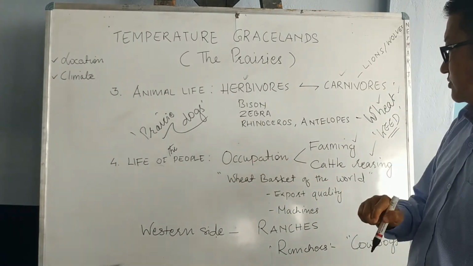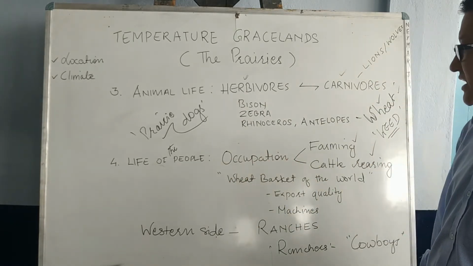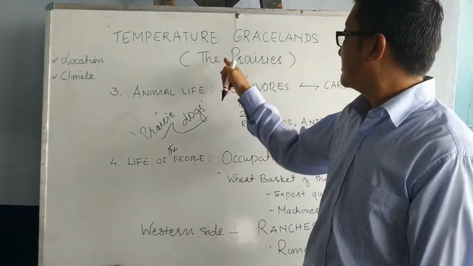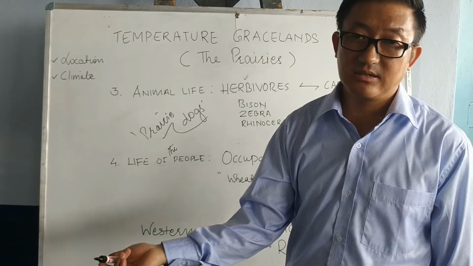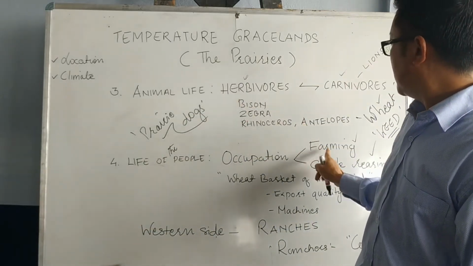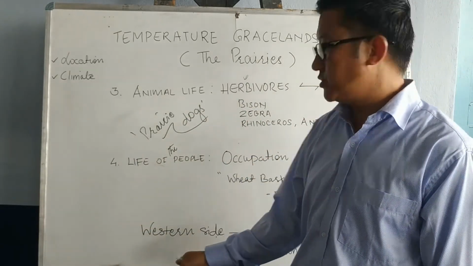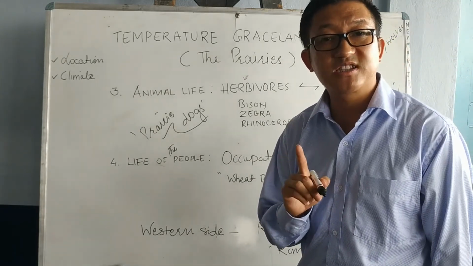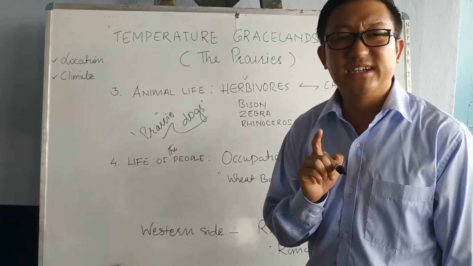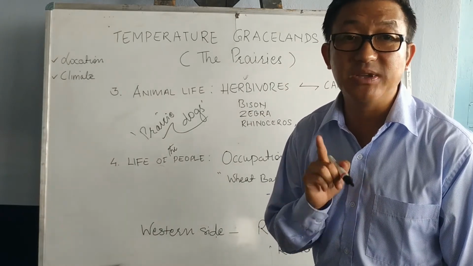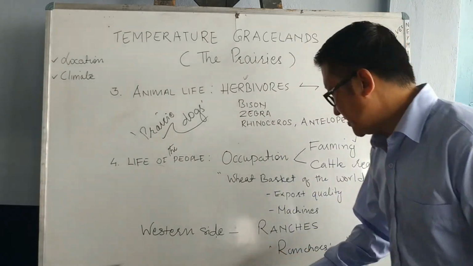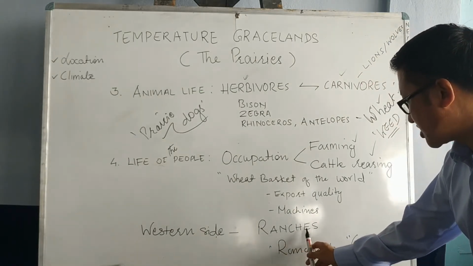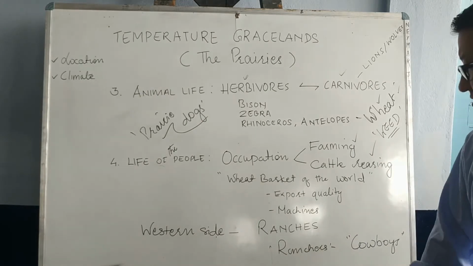How do they do cattle rearing now? Cattle rearing is done in the western part of this region. Okay, western part. Now other parts they will do farming, but western part they do cattle rearing. Now I will give you one special word here, and we will remember this word and we will learn the meaning of this word. Okay, now see here, R-A-N-C-H-E-S, ranches.